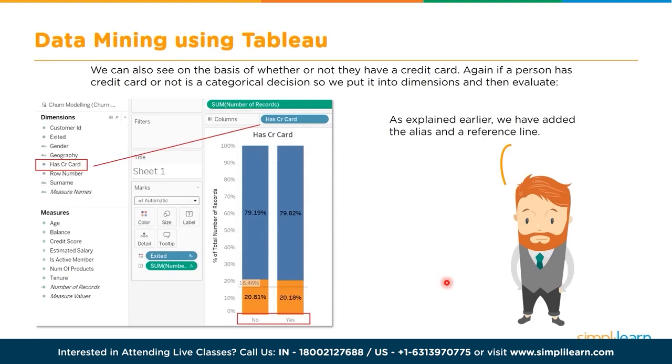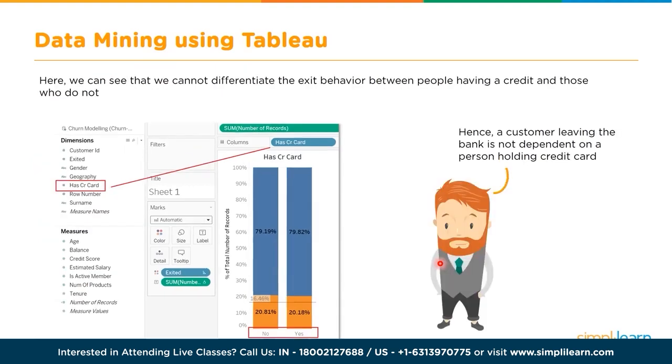Now let's take the next criteria, which is the credit card. So let's see if having a credit card has any impact on the customer exit behavior. So just like before, we drag and drop the has credit card column. If we drag and drop here, then we will see that there is pretty much no difference between people having a credit card and not having a credit card. 20.81% of people who have no credit card have exited, and similarly 20.18% of people who have a credit card have also exited. So the credit card is not having much of an impact. That's what this piece of analysis shows.